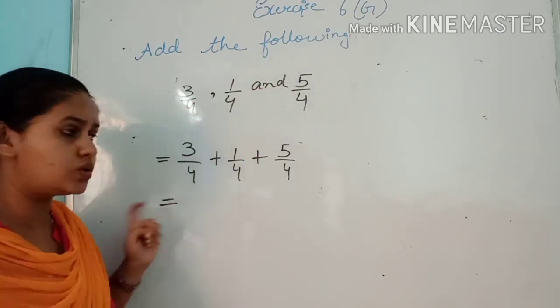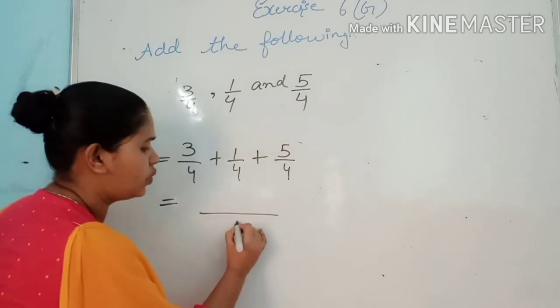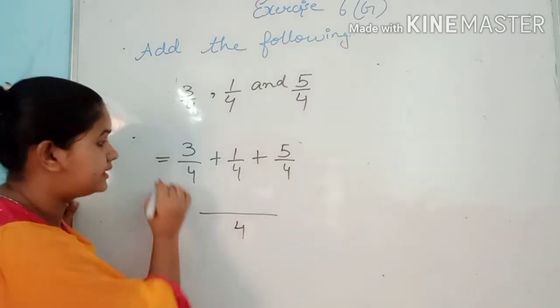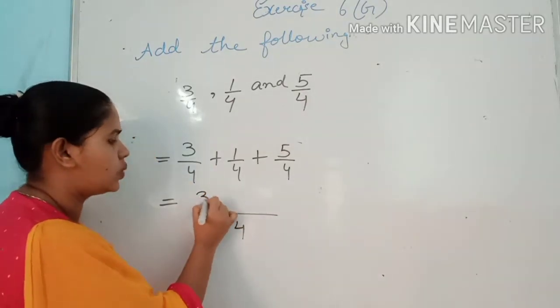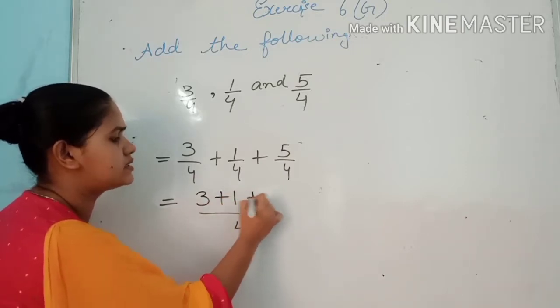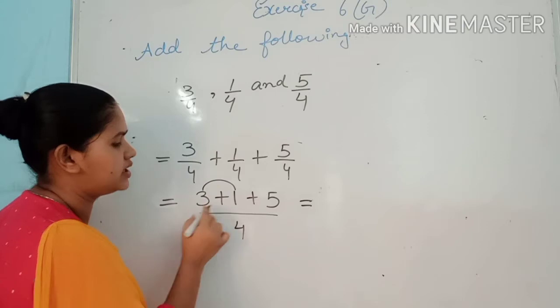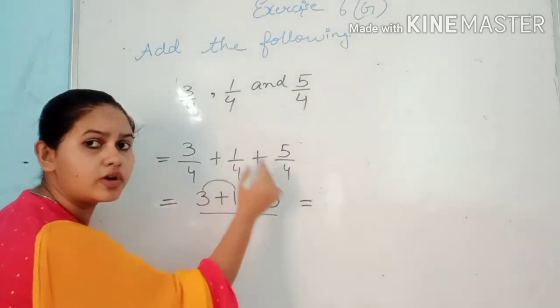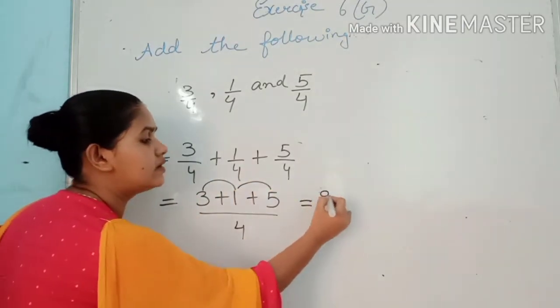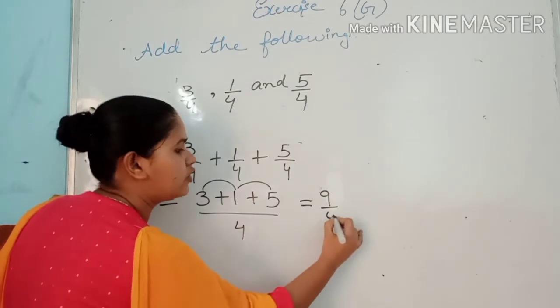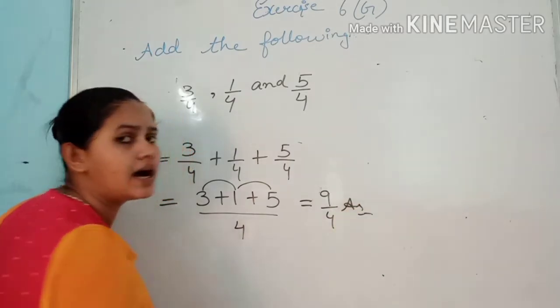Now I am going to take the one common denominator and we are going to add the numerators: 3 plus 1 plus 5. So you can see when we add 3 and 1, it becomes 4, and 4 and 5 become 9, right? So we have 9 over 4. This one is our answer.